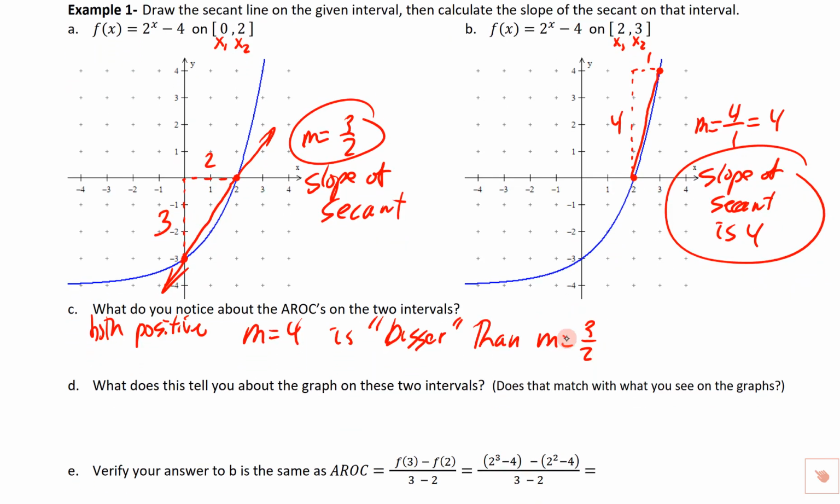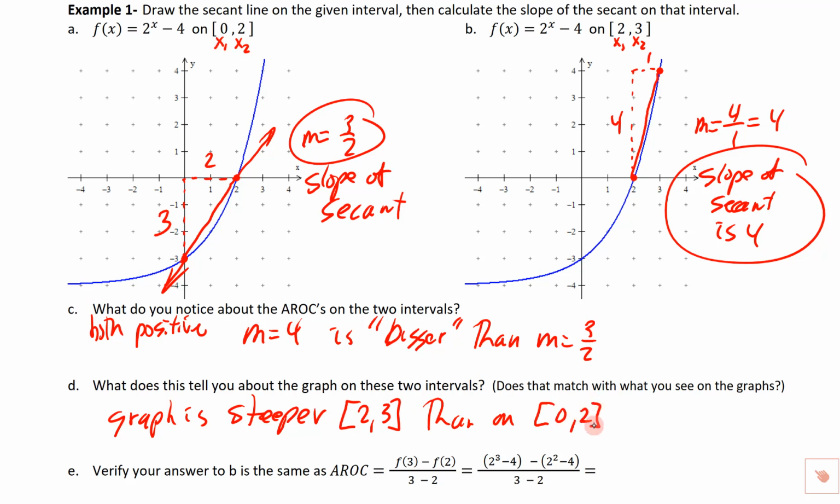Well, a slope that's smaller means it's not as steep, okay? And a slope that's really big means it's really steep. So what we're going to say here is the graph is steeper. Now catch how we say this. The graph is steeper on the second interval right here, on this interval from 2 to 3. So it's steeper on 2 to 3 than on, the other one was 0 to 2. So steeper on this short little interval right here than it is on that interval there.